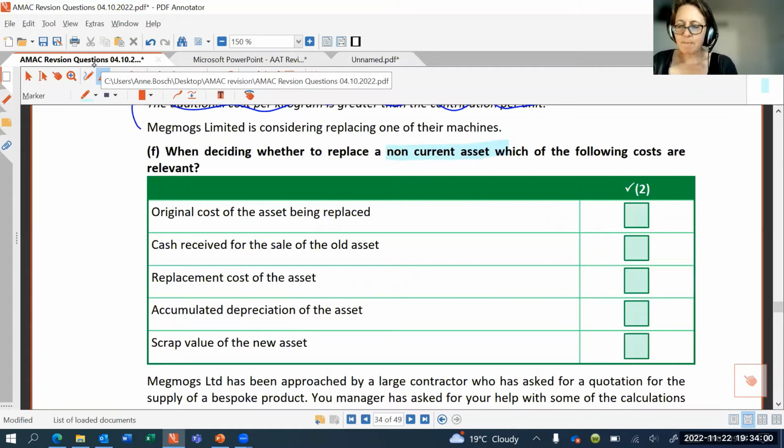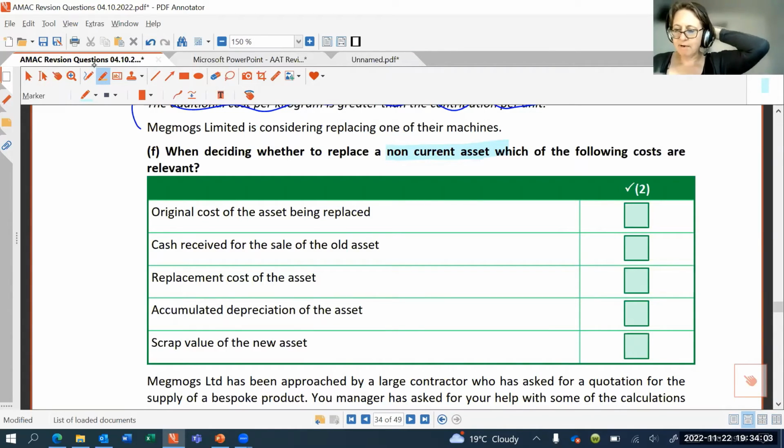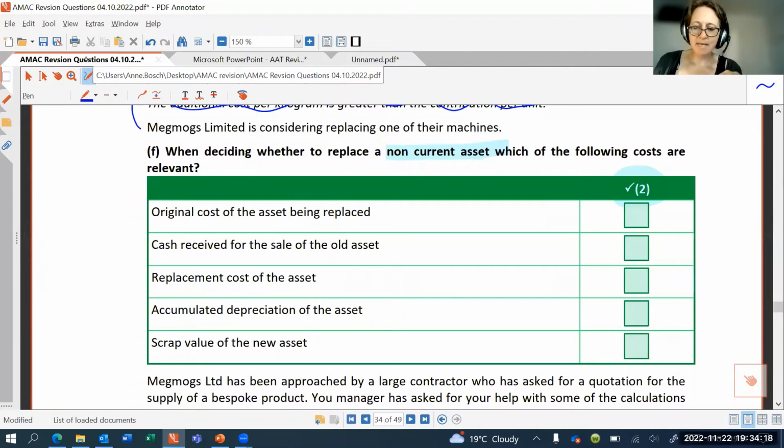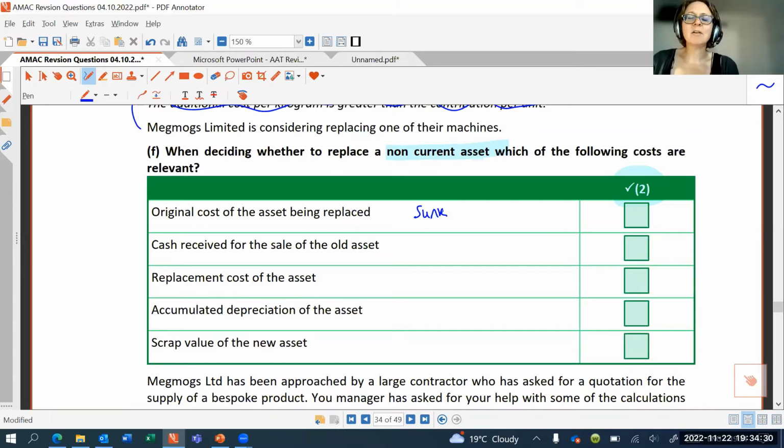So when deciding whether to replace a non-current asset, which of the following are relevant? And I'm looking for two of them. So thinking about what I've just talked about here, the original cost of the asset that has been replaced, what type of cost might that be? I would say that that is a sunk cost. That's long gone. I paid for that a long time ago. It's certainly not a future cost. It's a cost that happened many years ago when I bought my original asset. So therefore, that is not relevant. I only want future cash incremental flows.